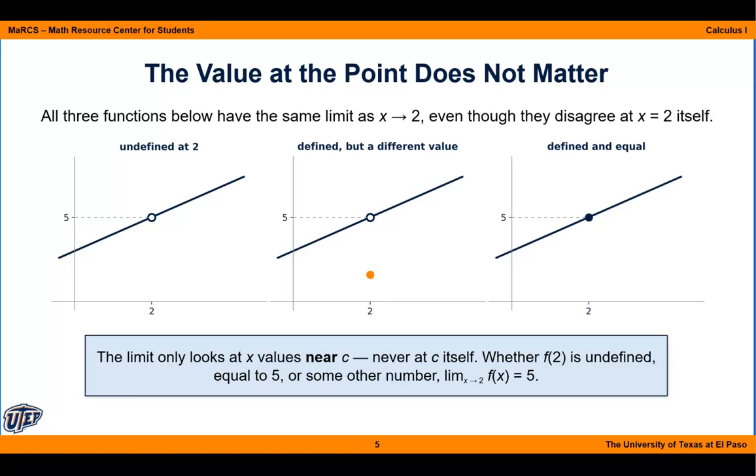Despite these differences, all three functions have exactly the same limit as x approaches 2. In every case, the surrounding function approaches 5. A limit examines x values near the point, not the value at the point itself. Consequently, the function may be undefined there, defined at a different value, or defined at exactly the limiting value. None of these possibilities changes the limit. The distinction between the function's value and its limit is extremely important.